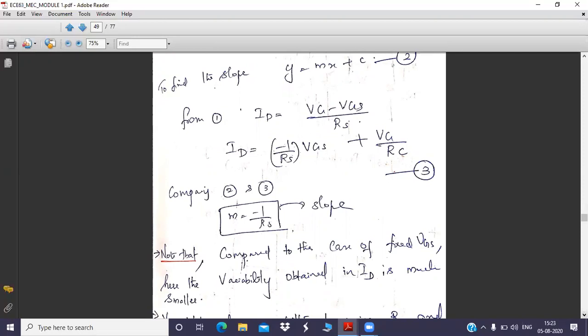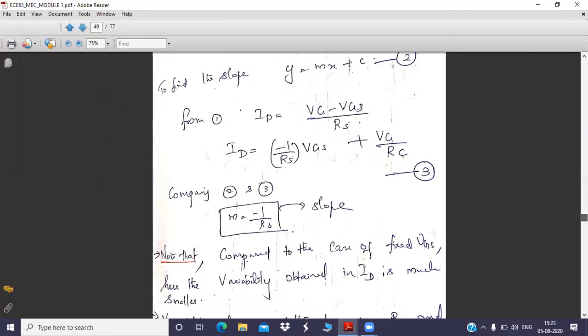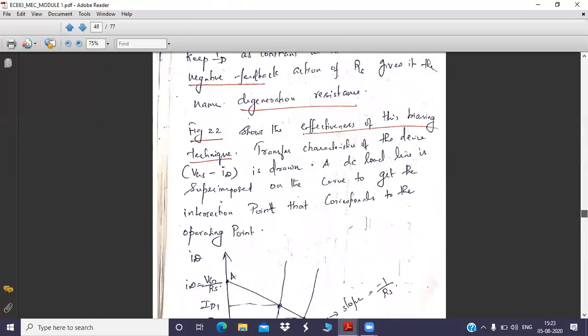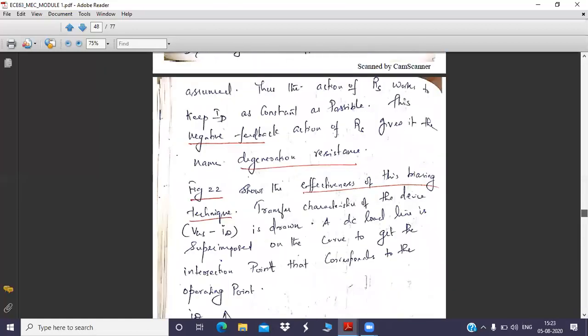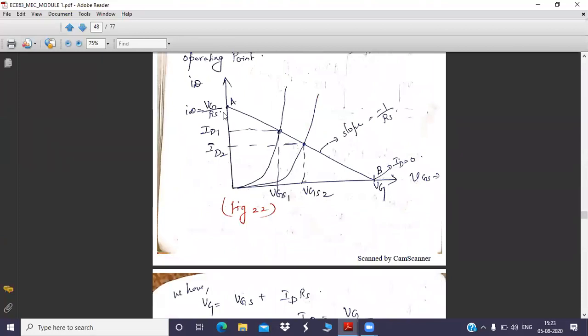Now, what is the significance of the minus symbol? Slope can be positive or it can be negative. As far as our DC load line is concerned, see here the line is linearly decreasing, so it will have a negative slope. If it is going like this, it will be positive. If it is going like this, it will have a negative direction. This is a negative slope actually. So why did we get negative?